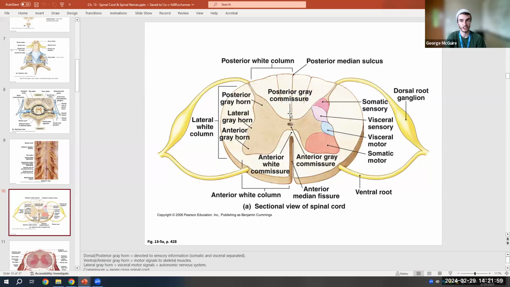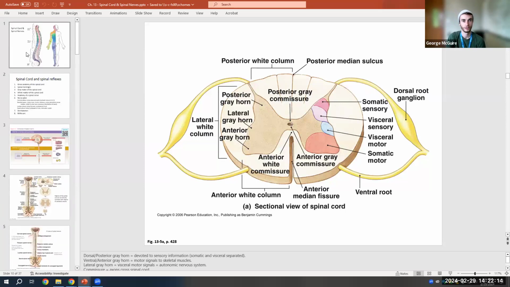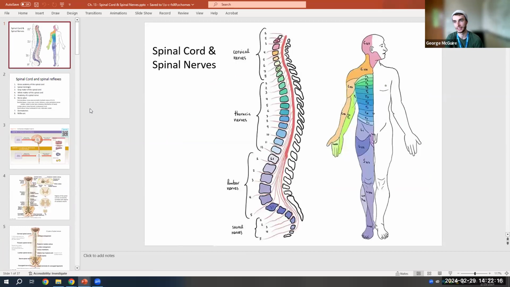So this is the organization of all the neurons that are traveling from or to your brain, and then from or to your entire body in order for us to perceive sensations and then to send out our responses. And so I'll go slide by slide for today, basically talking about it as we haven't talked about it before.